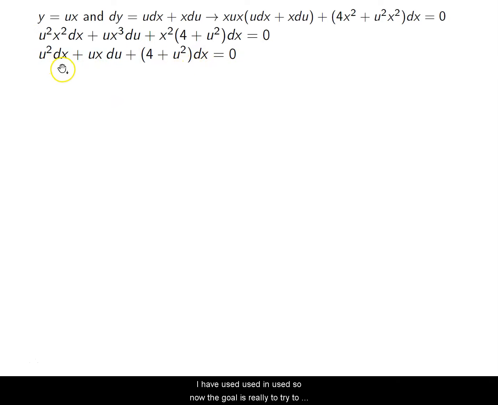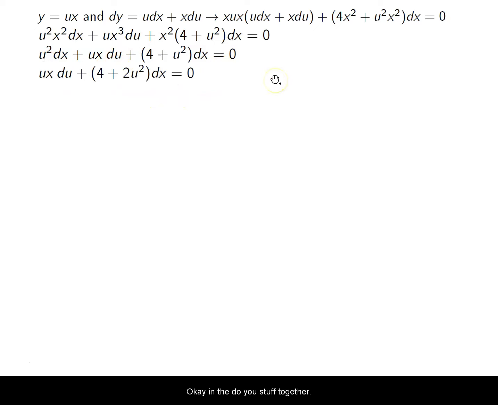So now the goal is really to get the dx stuff together, okay, and the du stuff together. So what I can do is factor out the dx. If I factor out dx, I'm going to have 4 and u squared and u squared. So there's 2 of them here. I just did it a little bit later than maybe you would have at the beginning, which is fine. It still happened, right? And then I have ux du. That's staying the same.